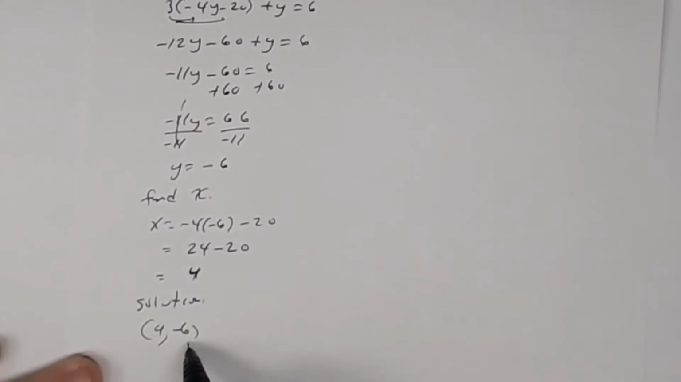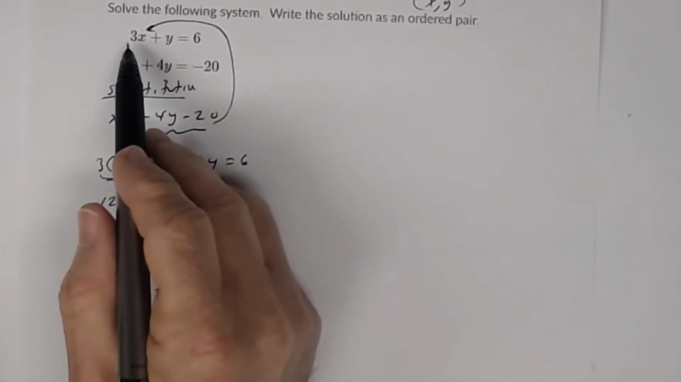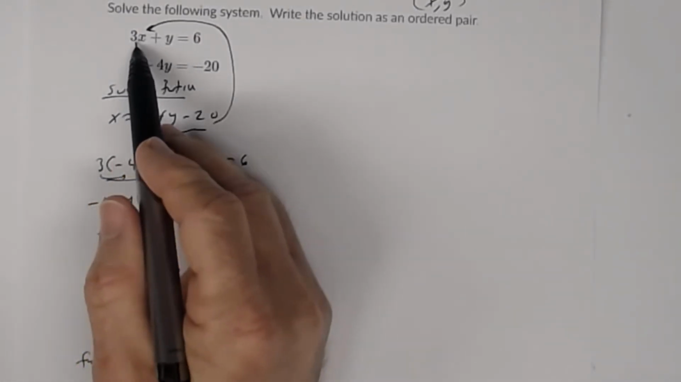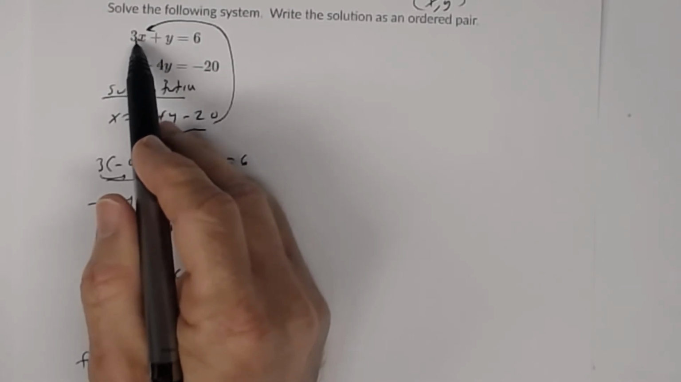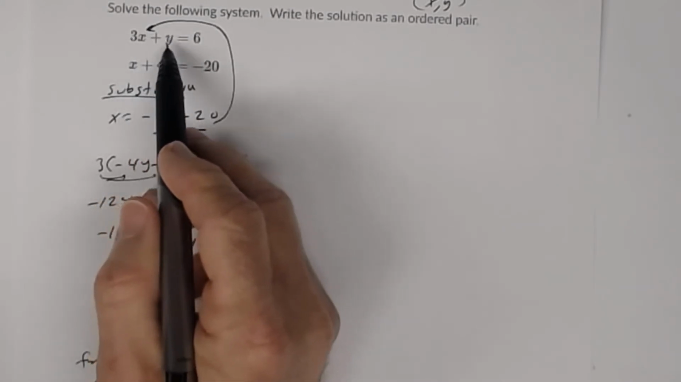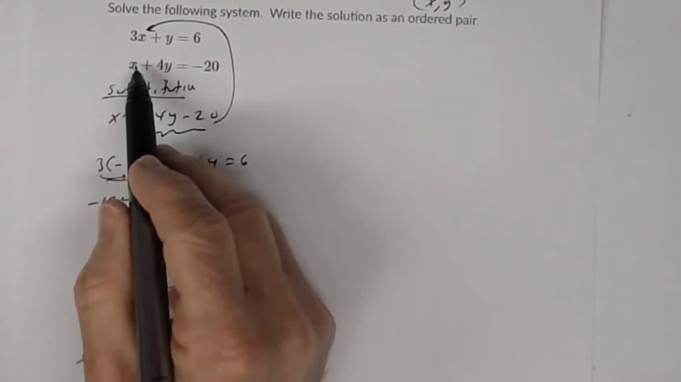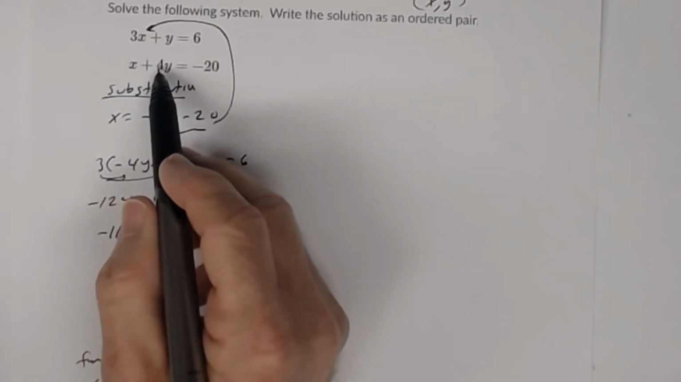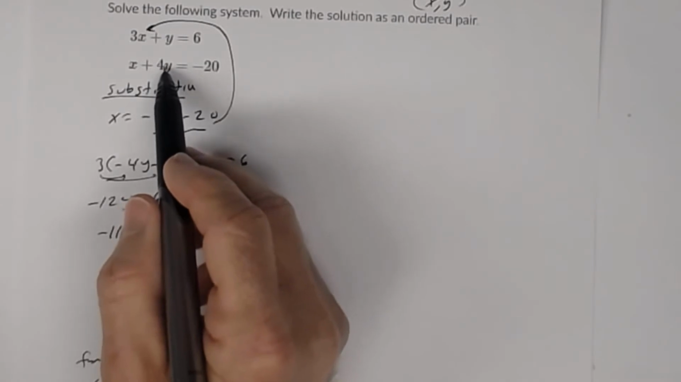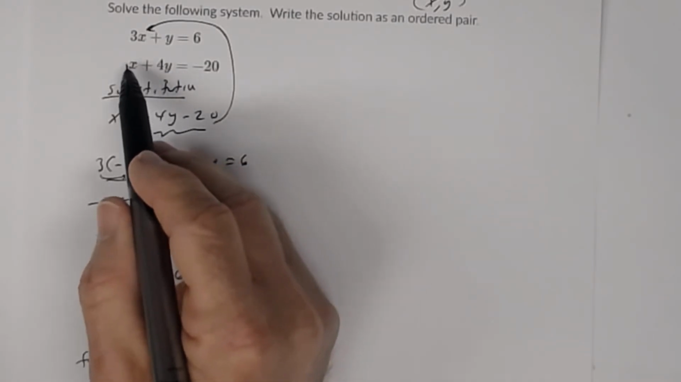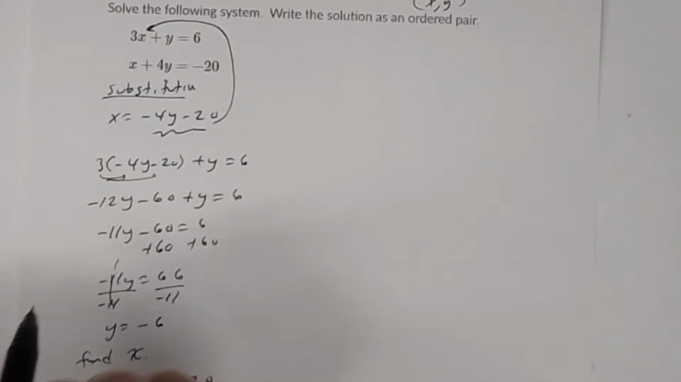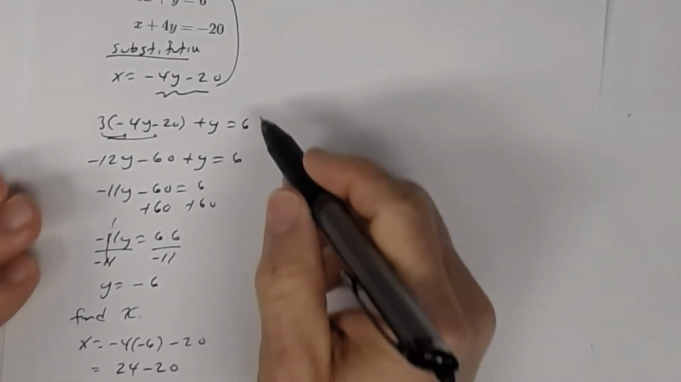Remember, we said x is 4, y is negative 6. So look, 3 times 4 is 12. 12 and a negative 6 is a positive 6. X is 4, right? So 4, and then y is negative 6. 4 times negative 6 is negative 24. 4 and a negative 24 is a negative 20. All right? So that was substitution.